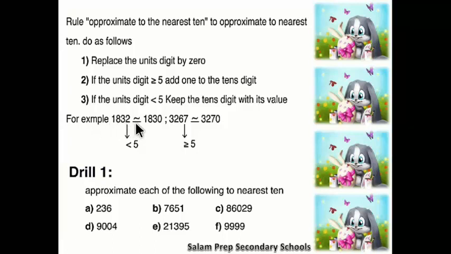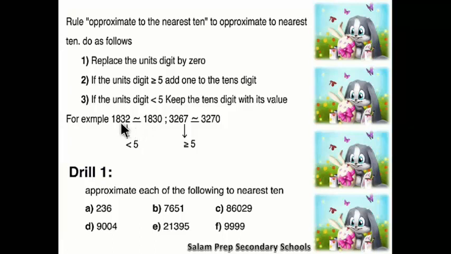1832 is approximated to the nearest 10. Nearest 10 means go to tens. Okay? Before tens is units. We will make units to be 0. I will write 0 in units. Okay?